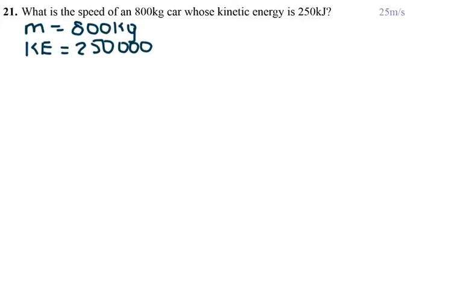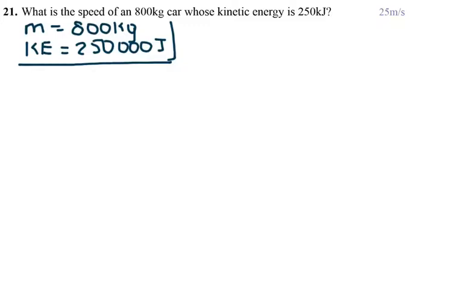Number 21. What is the speed of an 800 kilogram car whose kinetic energy is 250 kilojoules? The information that is given: the mass of the object is 800 kilogram. The kinetic energy of the object is given as 250 kilojoules, which means 250,000 joules. And I need to find the velocity.